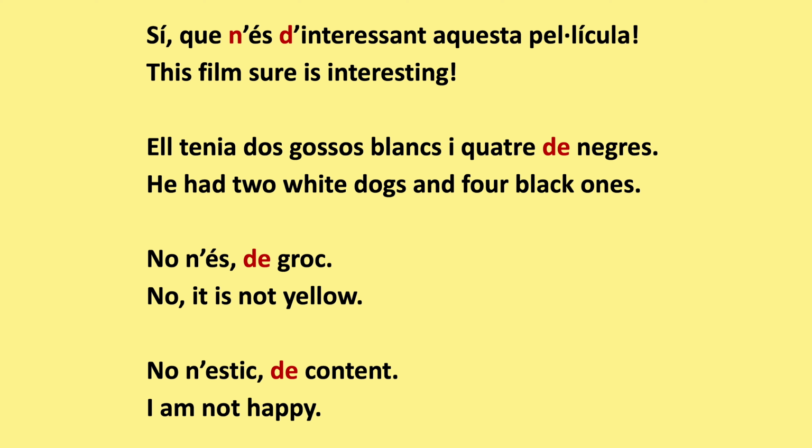Ell tenia dos gossos blancs y quatre negres. He had 2 white dogs and 4 black ones. As you can see, the last one, it's de negres. It's de plus the adjective. No n'és de groc. The de comes before groc, which means yellow, the adjective. No n'estic de content. I'm not happy. The de comes before content, which means happy.